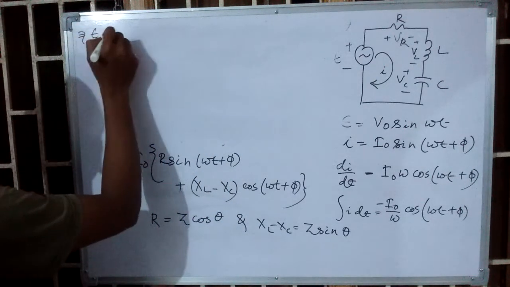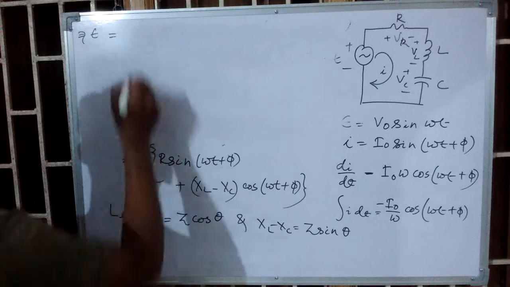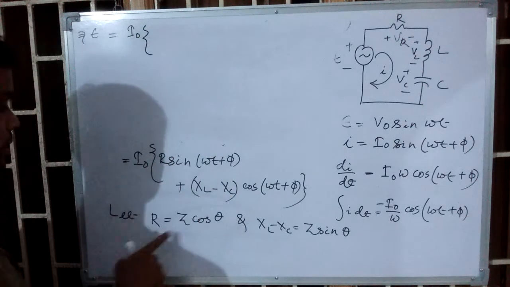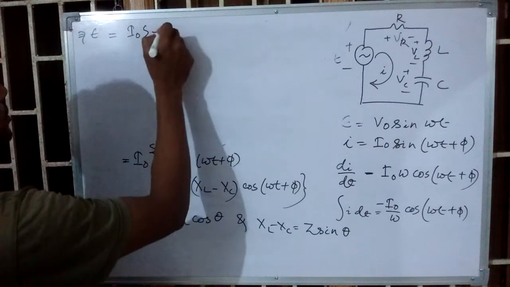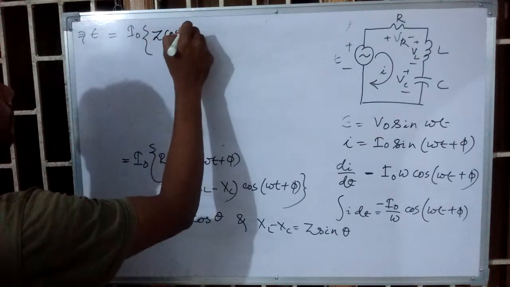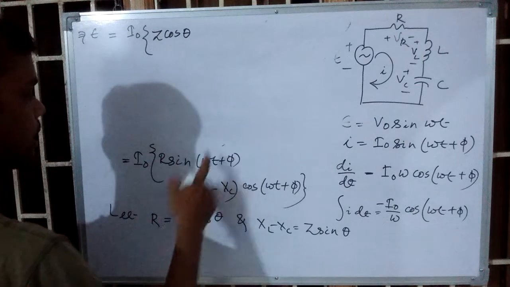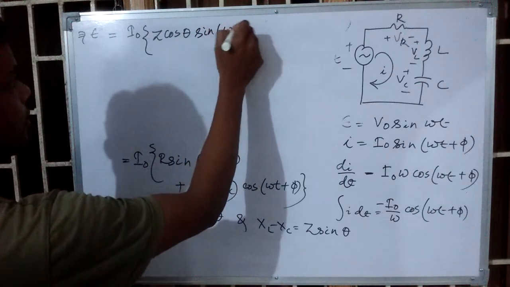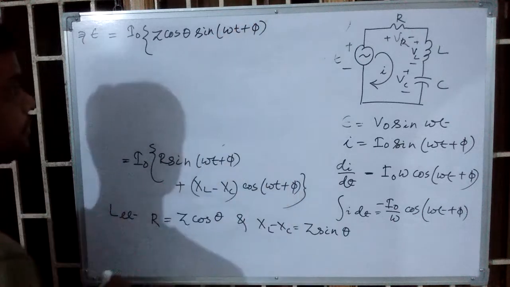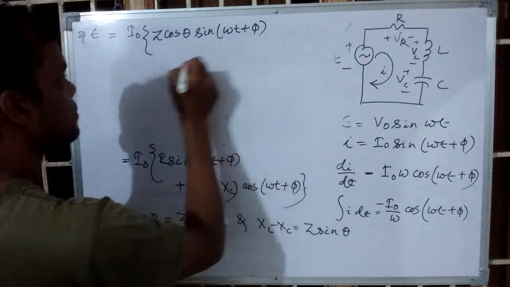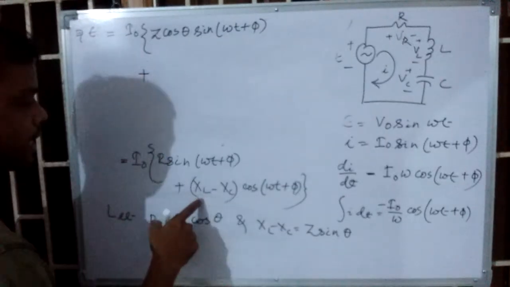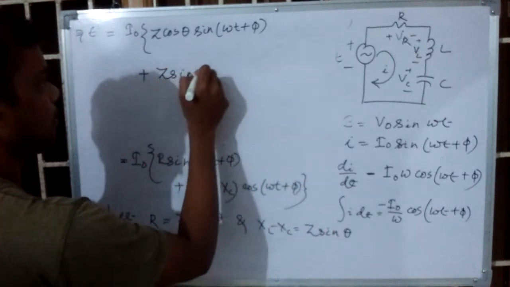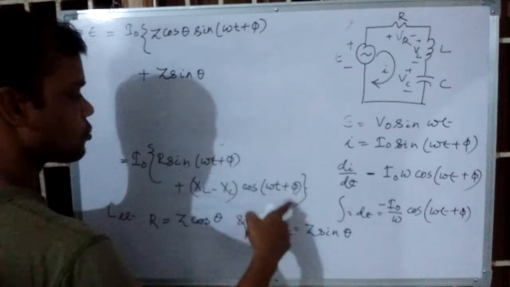This implies epsilon is equal to I naught, inside the bracket r is there, so in place of r I will write z cos theta, then sin omega t plus phi, then plus xl minus xc is z sin theta into cos omega t plus phi.